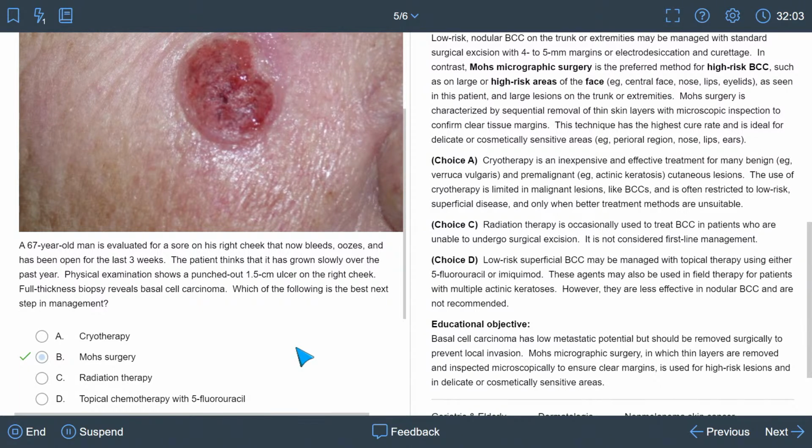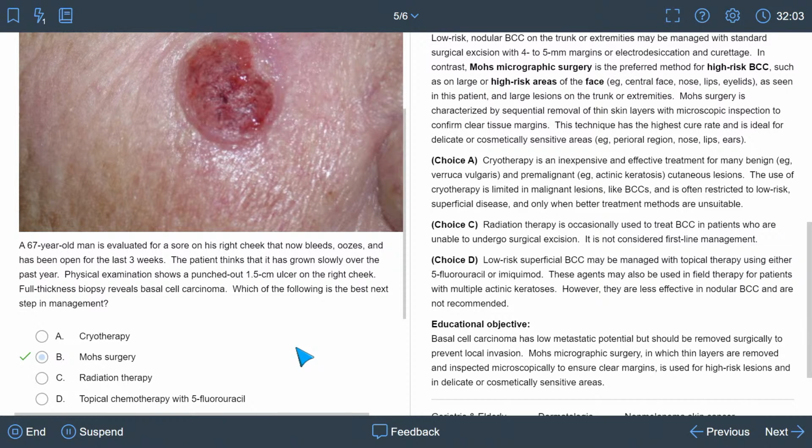And then choice D. Now, low risk superficial basal cell carcinoma may be managed with topical therapy using either the 5-fluorouracil or imiquimod. That is a tongue tie. These agents may also be used in field therapy for patients with multiple actinic keratoses, but they're still going to be less effective in nodular basal cell carcinoma and are not recommended.